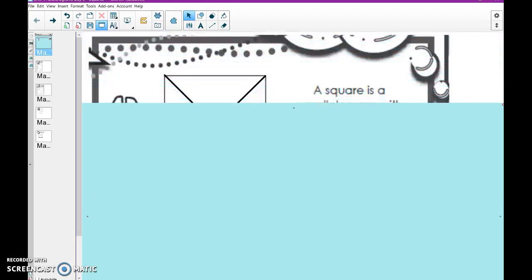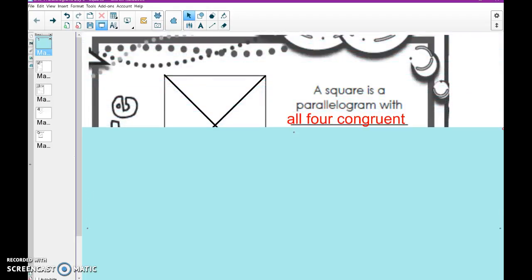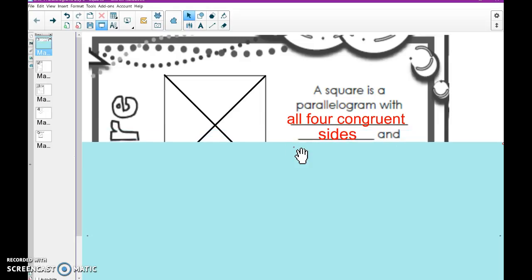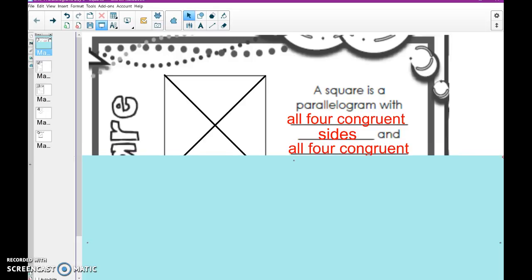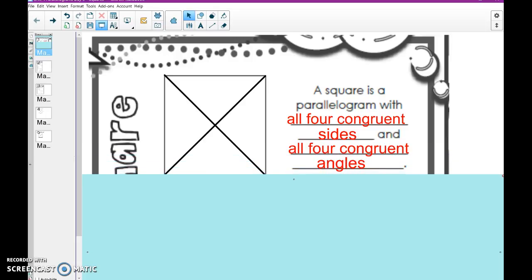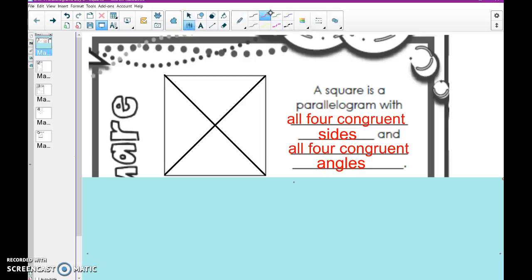So obviously a square still falls into the parallelogram family. Most of you know that they have all congruent sides, and hopefully remember that they have all four congruent angles. In fact, they are all 90 degrees. So go ahead and write that down, and we're going to label that as we go. While you're writing that down, I'm going to start labeling.